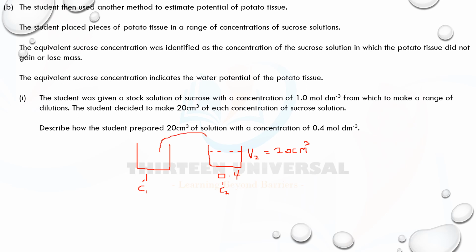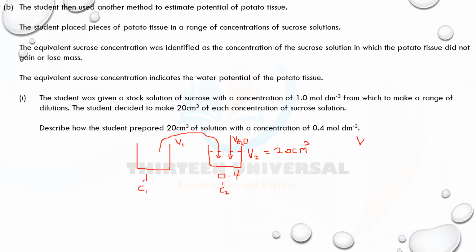So we'll take a particular volume of the stock solution, put it in a beaker, and then add a particular volume of water to it. You need to know the volume of water you are taking, because you are diluting. In dilution, we're adding water to a particular solution to dilute it. So what's the volume of water we're adding? This is V1. V1 is the volume of the stock. So we need to know what V1 is.